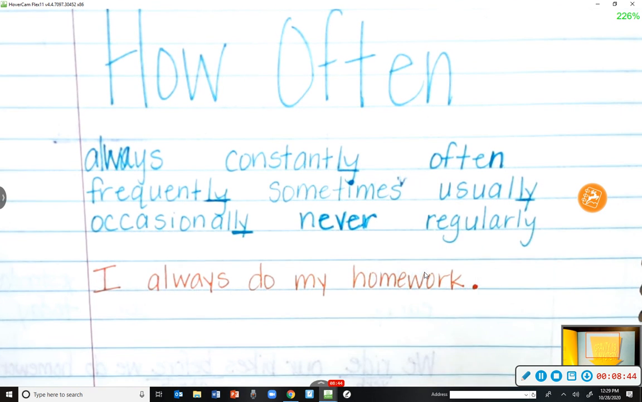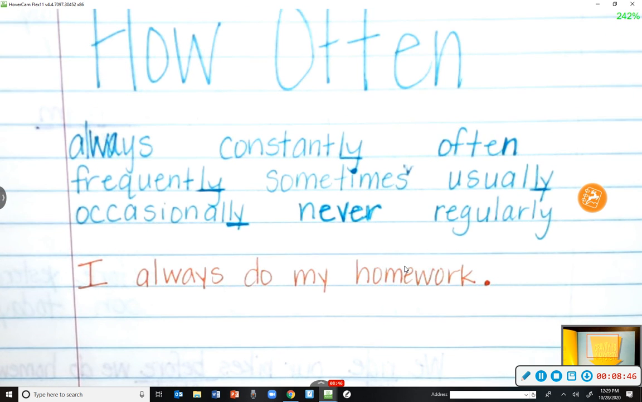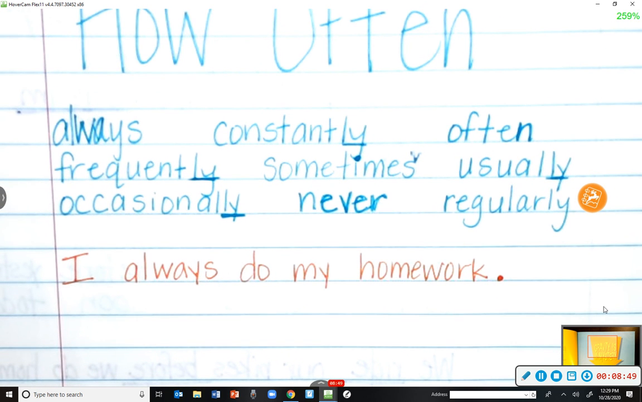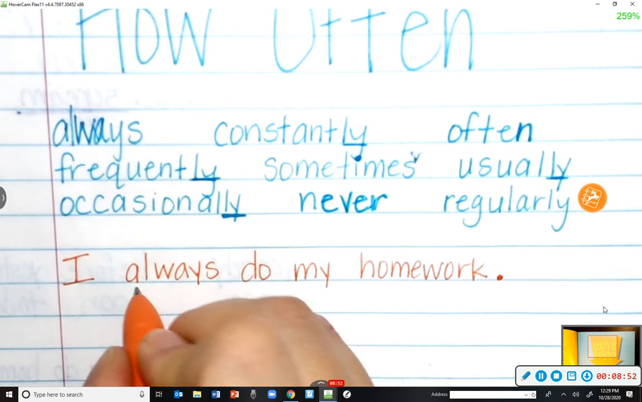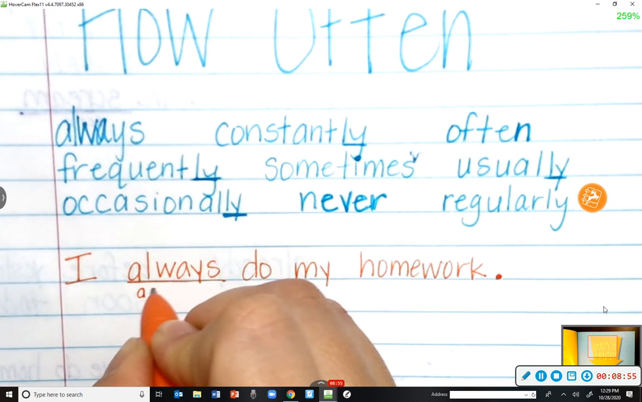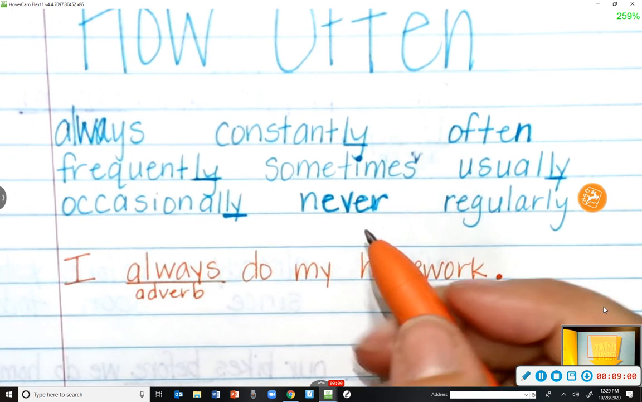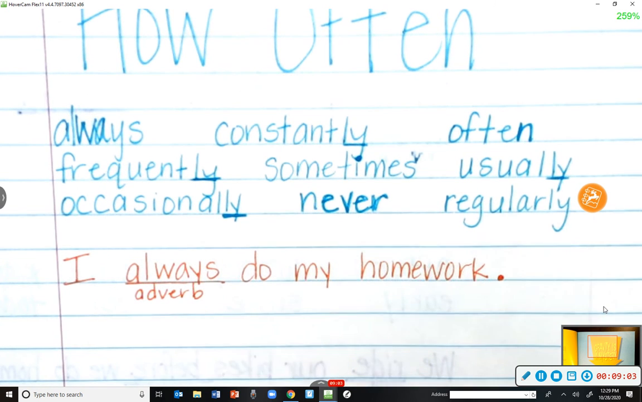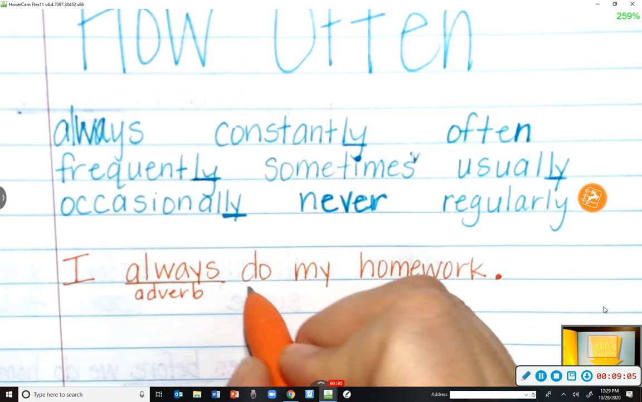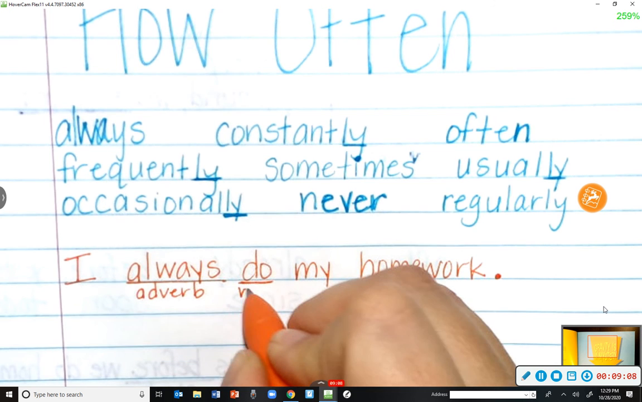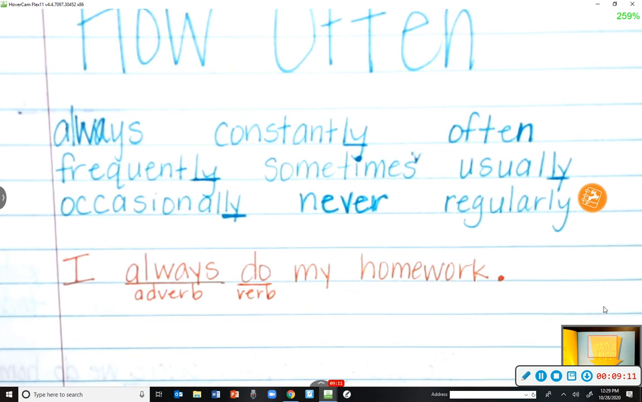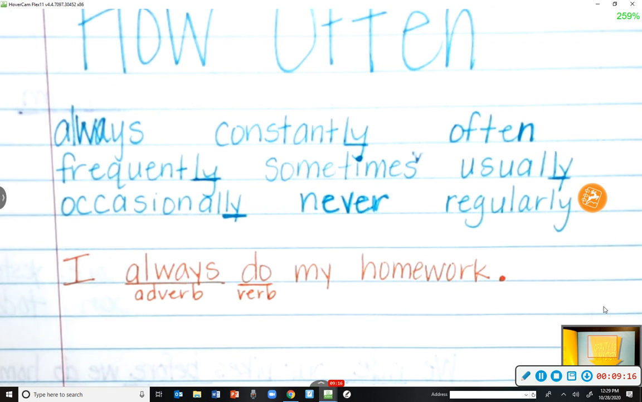So what is the adverb? No, the adverb. Aaliyah? Always. What is the verb it's describing? Do. Evangeline? Homework. Nope, that's a noun. Do. Good. Can you homework something? No. So that's not a verb. Remember, a verb is something you can do. Can you do? Yes, you can do. You do lots of things. Anything you put your mind to.